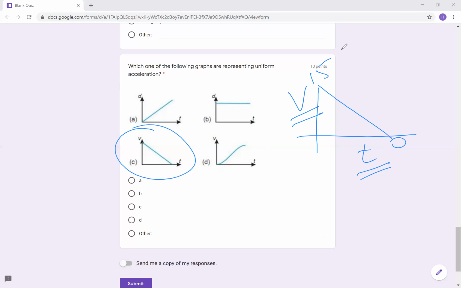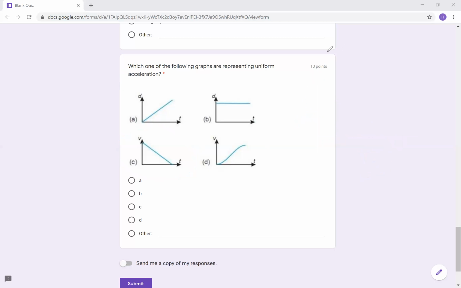So in this case, the graph is showing us uniform acceleration in uniform motion. Although we are using the acceleration in this case, we know from the graph that it is decelerating, it is in negative acceleration. So here we have the answer, which is option C. Let's check what our answer is and what our score is.